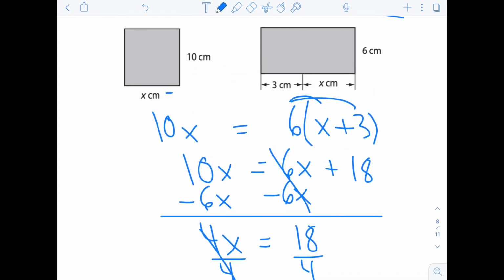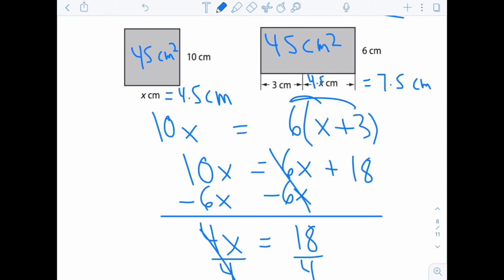So since we know that this side length is 4.5 centimeters, the area of this would be 4.5 times 10, which is 45 square centimeters. And now that we know that this is 4.5, we can add it to 3, so that means this side length is 4.5 plus 3, which is 7.5 centimeters. And when you multiply those together, you get that the area is 45 square centimeters. So they're equal, so our solution is correct.